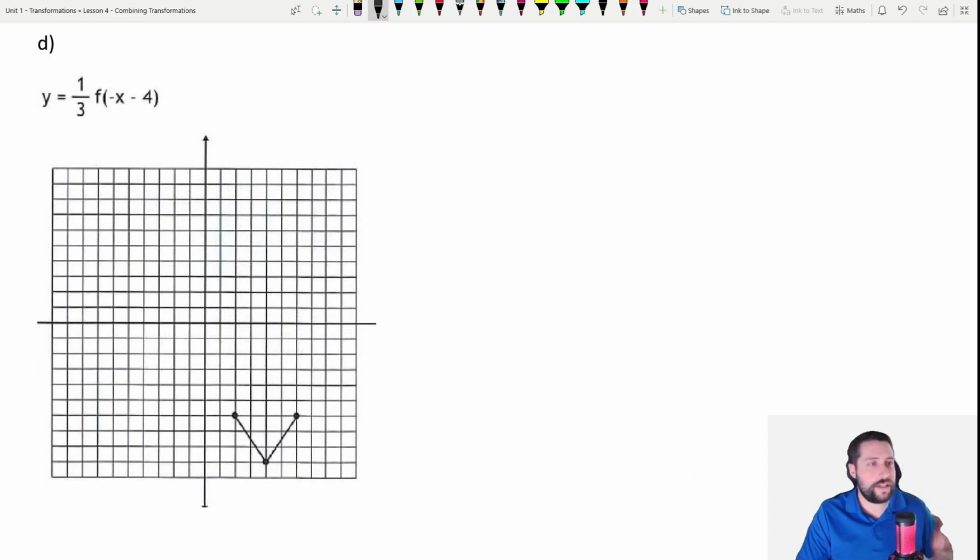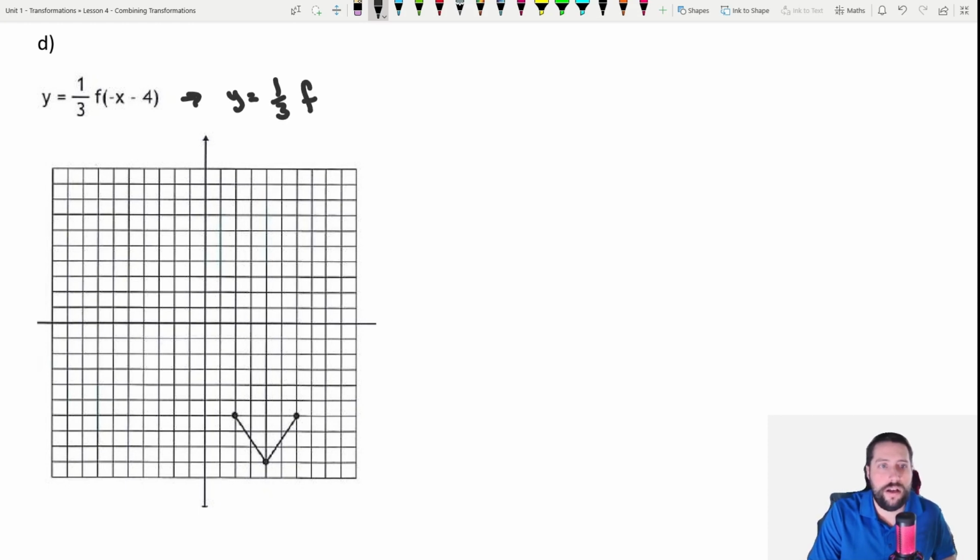Okay, moving on to the last one, we have y is equal to 1 over 3 multiplied by f of negative x minus 4. Okay, so again, before we start, let's actually factor out the middle. So this is now going to change so that it's y is equal to 1/3 f of negative 1, and then we have x plus 4.